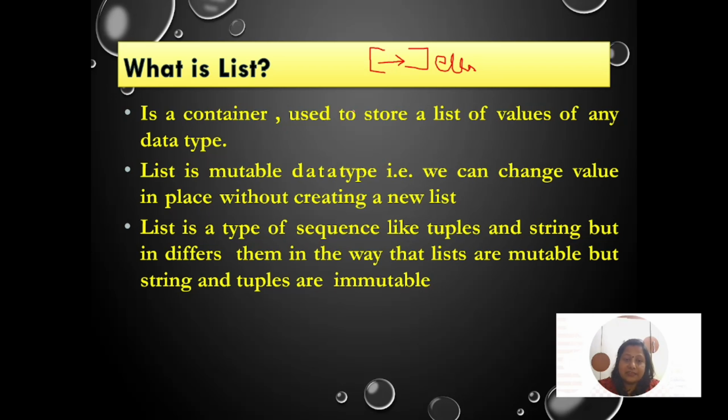Okay, which means it is used to store a list of values of any data type, and it is a mutable data type. This is very important. As we discussed, mutable means that once you have created the elements, after that if you want to change them, it is possible in a list. But in the last concept, string, I told you it is an immutable data type. Once you create the string, you cannot change the element. It is a type of sequence like tuple and string, and differs from them in the way that lists are mutable. If you take tuples and strings, both are immutable data types, but if you take the list, it is a mutable data type.